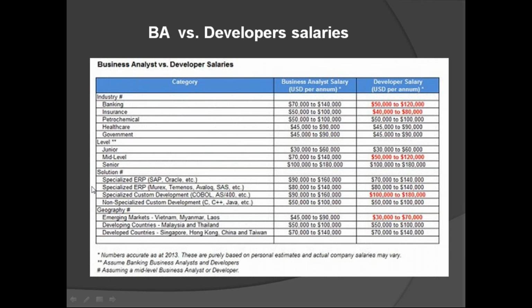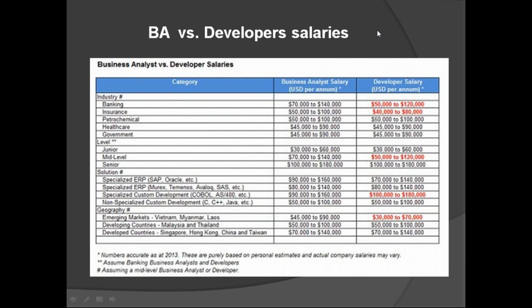If you take solution wise, that is specialized ERP, a BA is getting $90,000 to $1,60,000, whereas developer is getting $70,000 to $1,40,000. If you take geography wise, in emerging markets, a BA is getting $45,000 to $90,000, whereas developer is getting $30,000 to $70,000. So yes, when you observe all these figures, the BA is getting more salary when compared to developers.